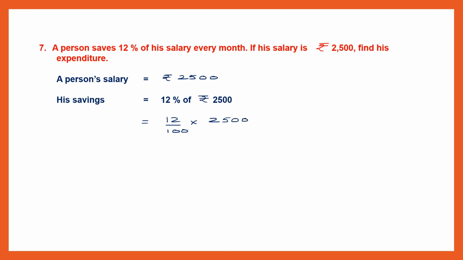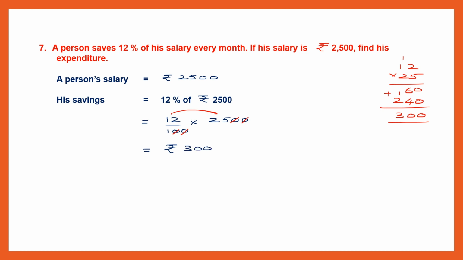So now let's cancel two zeros here and two zeros there. Now that's all. We can't cancel anything more. Let's multiply 12 into 25. So 12 into 25. 5 twos are 10, carry 1. 5 ones are 5 plus 1, 6, 0. 2 twos are 4 and 2 ones are 2. Add this up. 0, 6 plus 4 is 10, carry 1. 2 plus 1 is 3. 300. That means he is saving 300 rupees every month.